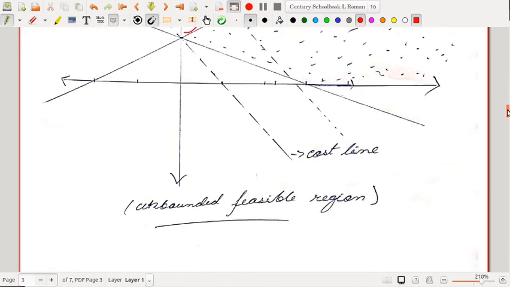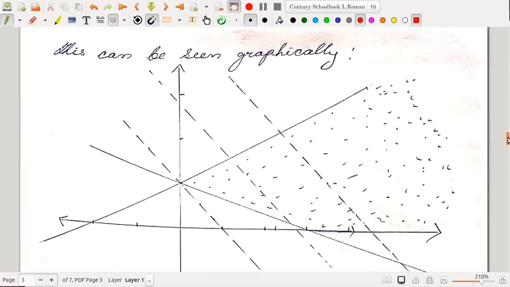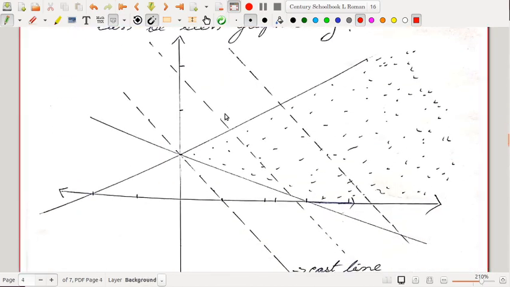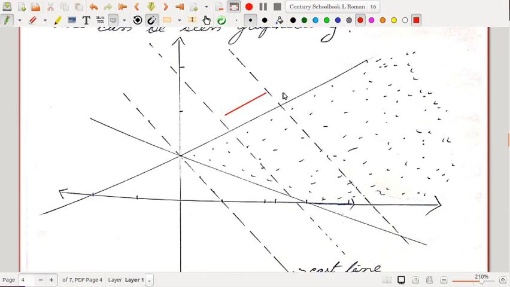So we can keep on moving the cost line parallel to itself. Say I have moved from here to this position, again there is still so much space to go. So there is no bound here; we can increase the value of z as much as we want. This type of situation gives us the unbounded solution in an LPP.